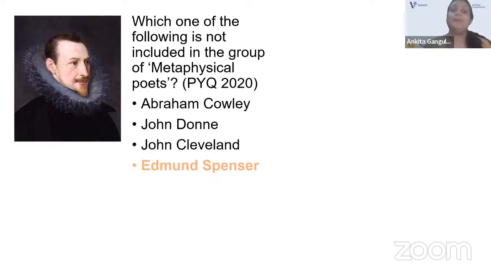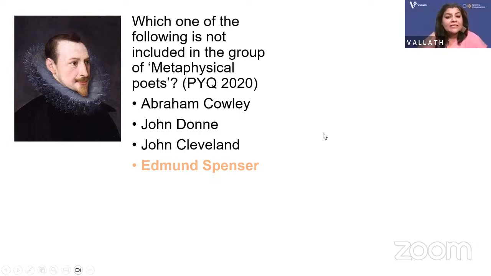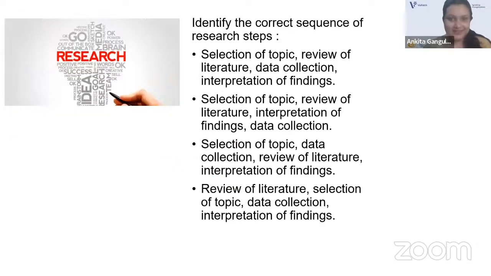So he was a contemporary of Shakespeare. He was not a metaphysical poet. Metaphysical poets were important poets of the 17th century. But Edmund Spenser died in the 16th century, in 1599. He did not live into the 17th century. Yeah. Okay. Thank you, Ankita. Next.